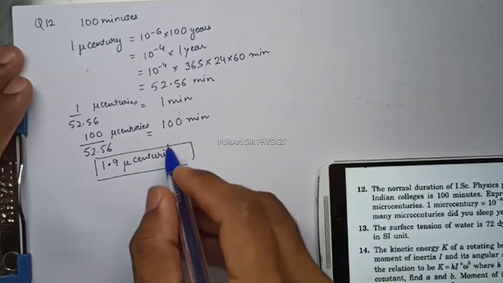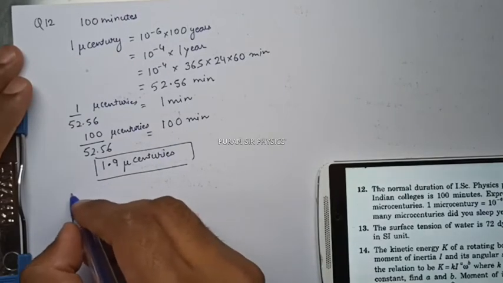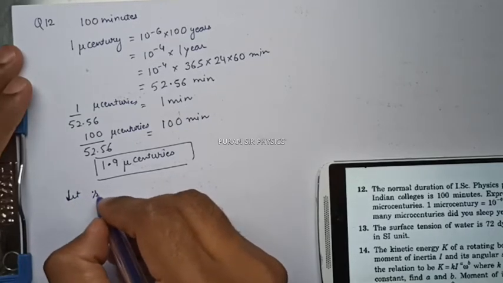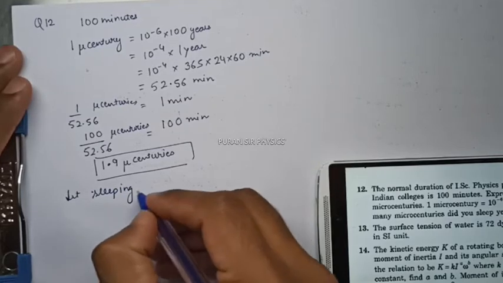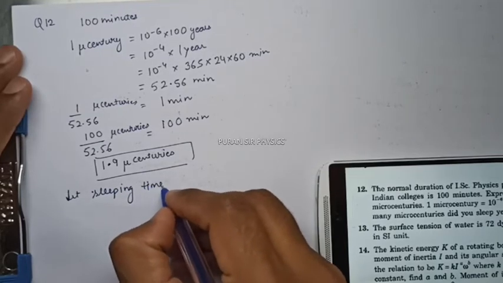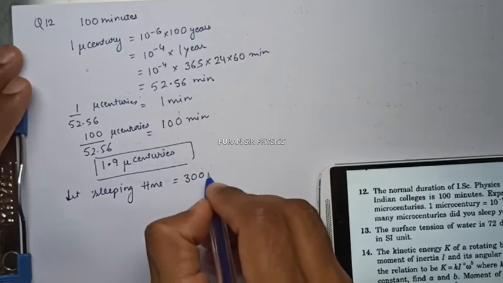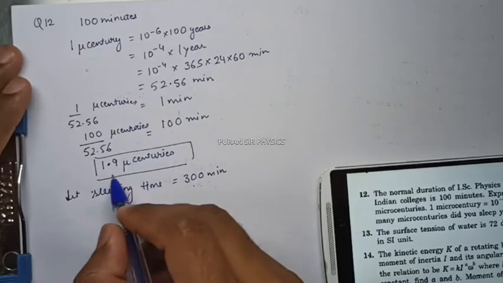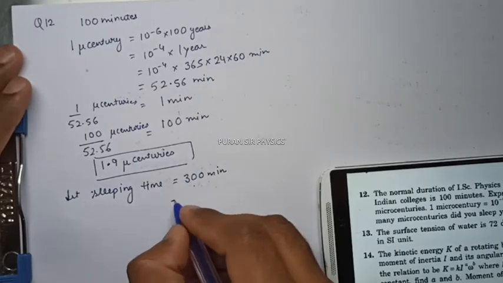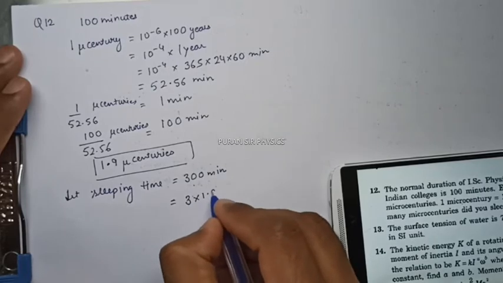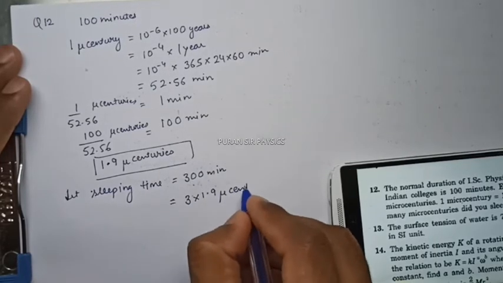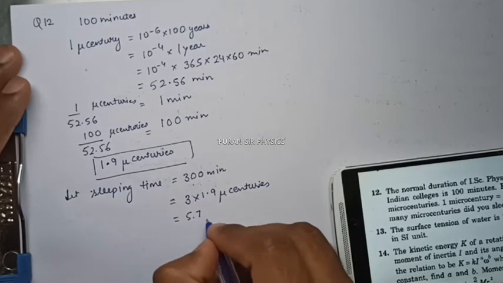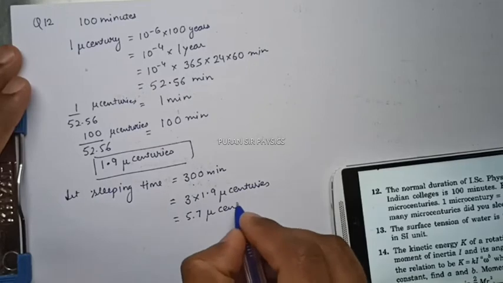So let the sleeping time be, let's take something, 300 minutes. So 100 minutes corresponds to that many microcenturies. So in microcenturies it will be 3 into 1.9 microcenturies, and it comes out to be 5.7 microcenturies.